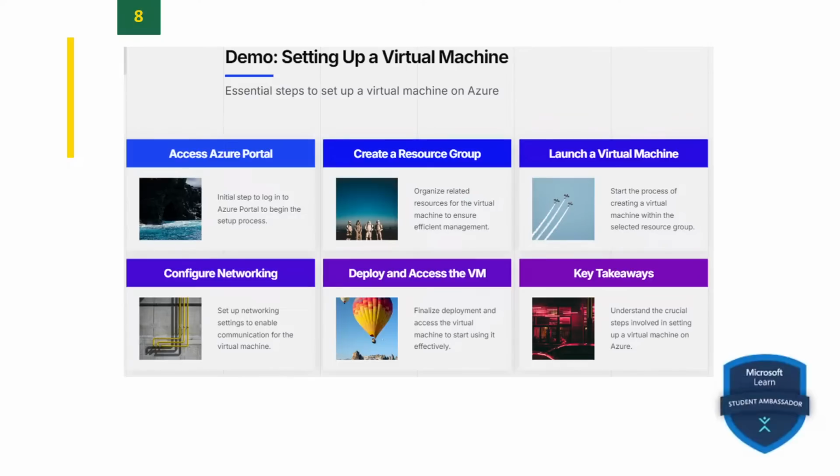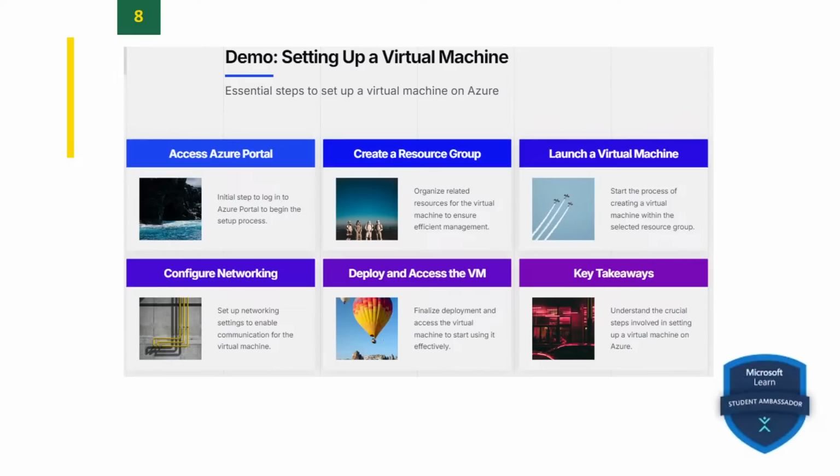Step 3. Configure disk. First one, OS disk type. Regional disk. Step 4. Configure networking.